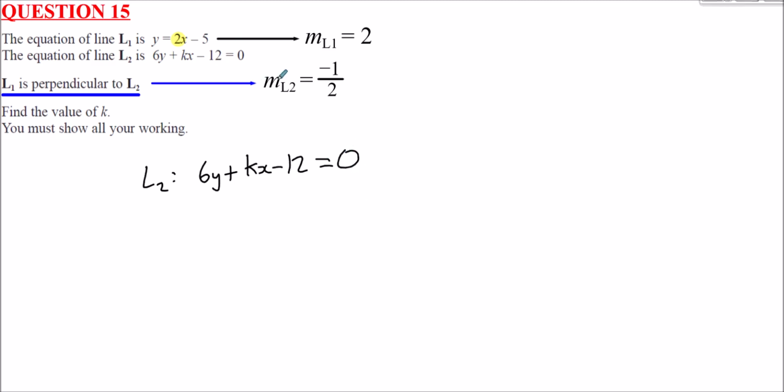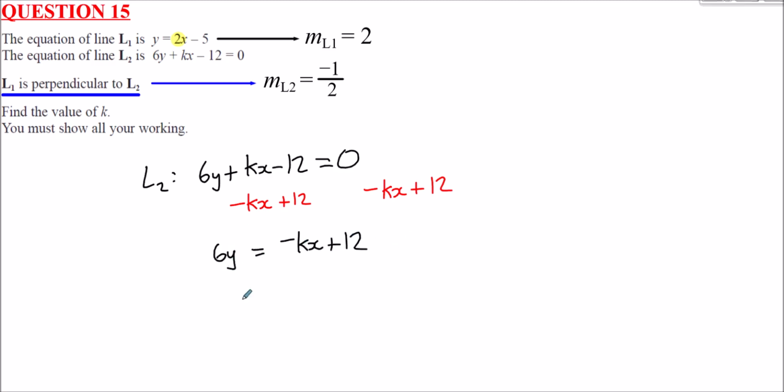So what I need to have really is just it in the form y equals. I need to make y the subject. So I can subtract kx on both sides and then add 12 to both sides. I need to do the same over here, of course. Minus kx and plus 12. And then get that 6y equals minus kx plus 12.